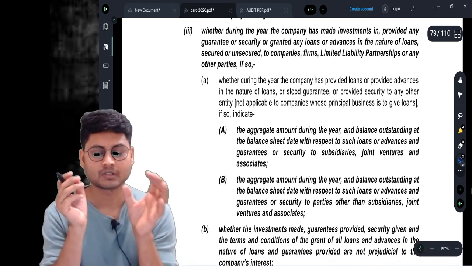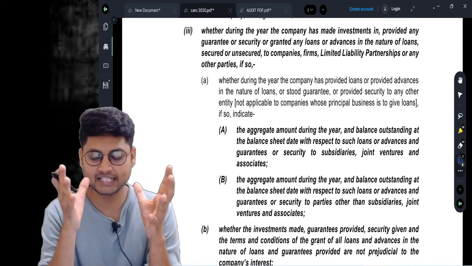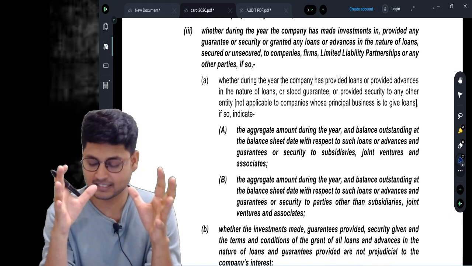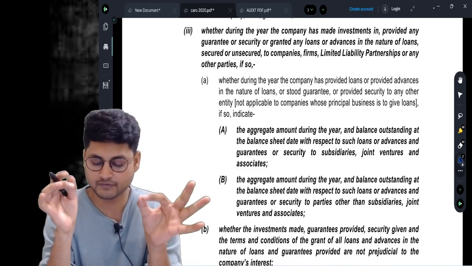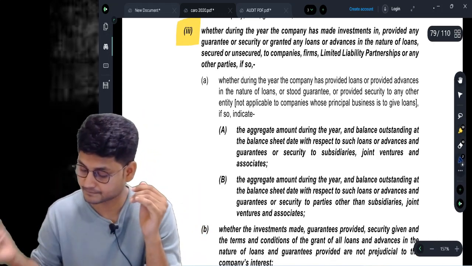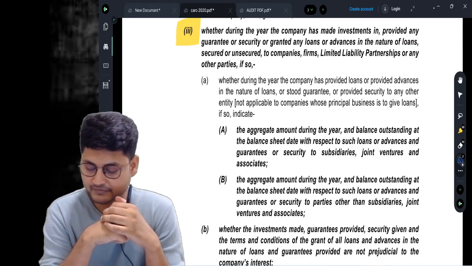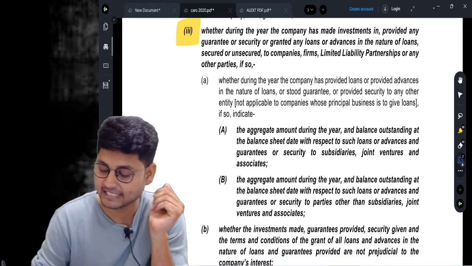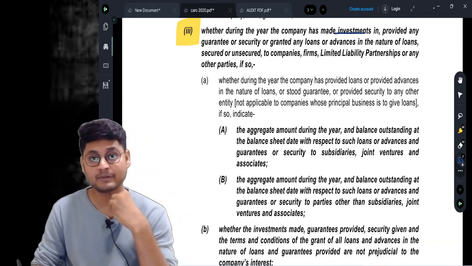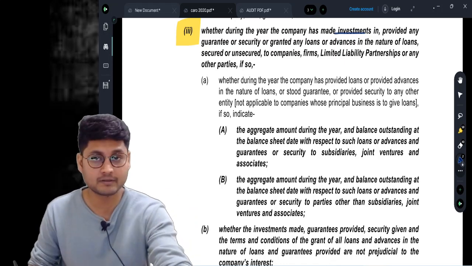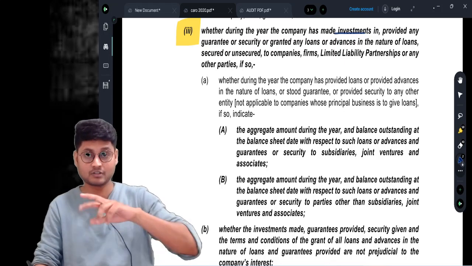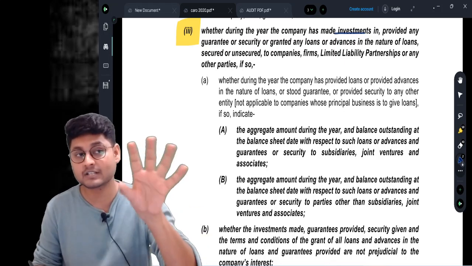So slowly we'll read, we'll bifurcate each and every word, we'll investigate each and every word, and I'll try to separate all the things and give you the full picture of clause number 3. Whether during the year the company has made investments. Here it is talking about the investments which are made by the company, the outflows of the company. The investments which are not made in the company, it is talking about the investment which is made by the company. It is talking about outflow of the funds.